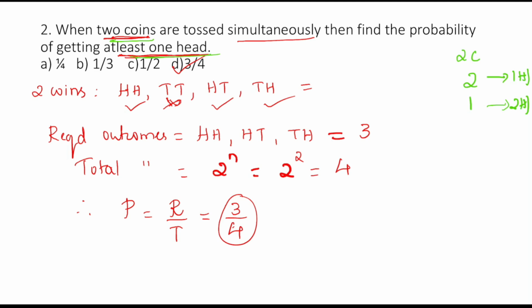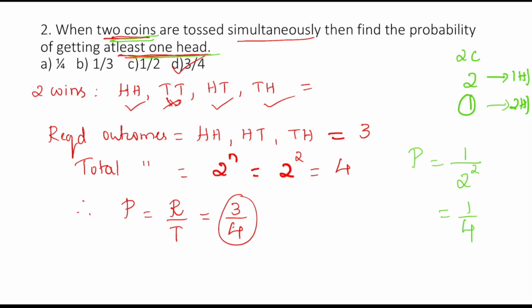At least 1 means both also can be heads, isn't it? So the required outcome is 1. So probability is nothing but 1 by 2 raised to, we know 2 coins, isn't it? 2 coins means 2 raised to 2. So it is 1 by 4.